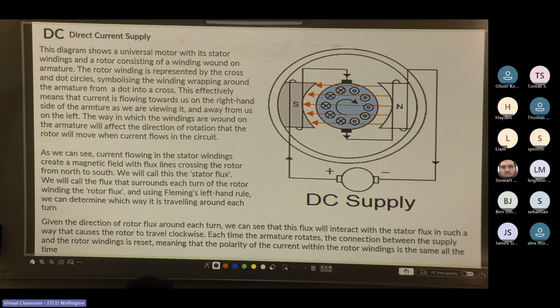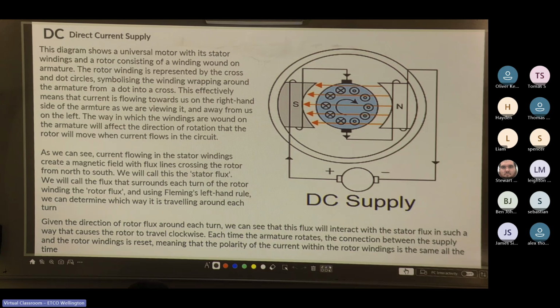The way in which the windings are wound on the armature will affect the direction of rotation that the rotor will move when current flows in the circuit. As we can see, current flowing in the stator windings creates a magnetic field with flux lines crossing the rotor from north to south. We'll call this the stator flux. We'll call the flux that surrounds each of the rotor windings the rotor flux.